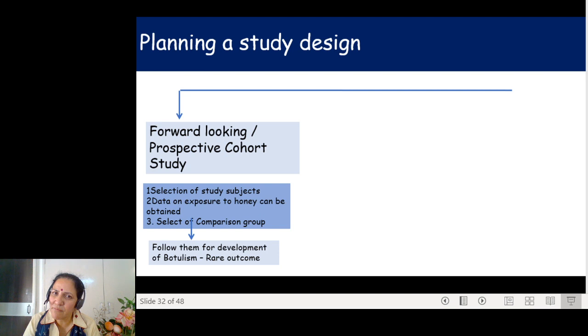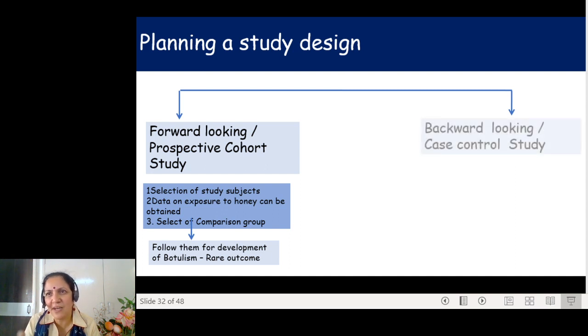But botulism is a rare outcome. In my almost 3 decades of experience, I've rarely seen botulism. And even though I've suspected it, I've not been able to prove it. That means the outcome is extremely rare. So it will be very difficult for me to do a cohort study in view of this rare outcome. So can I have another option? Can I plan a study design in another manner?